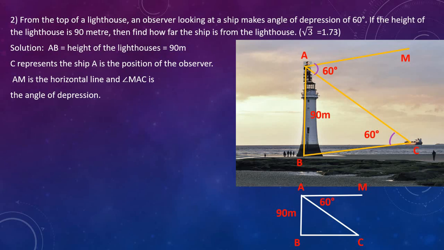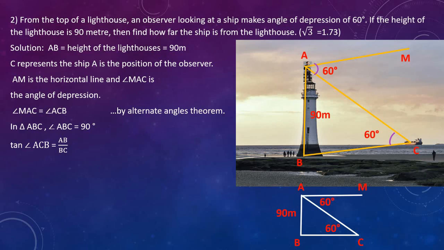Now we know that angle MAC and angle ACB are alternate angles. By the alternate angles theorem, angle MAC is equal to angle ACB. So if angle MAC is 60 degrees, then angle ACB will also be 60 degrees. Now let us consider triangle ABC. In this triangle ABC, angle ABC is 90 degrees, so we can use trigonometric ratios.